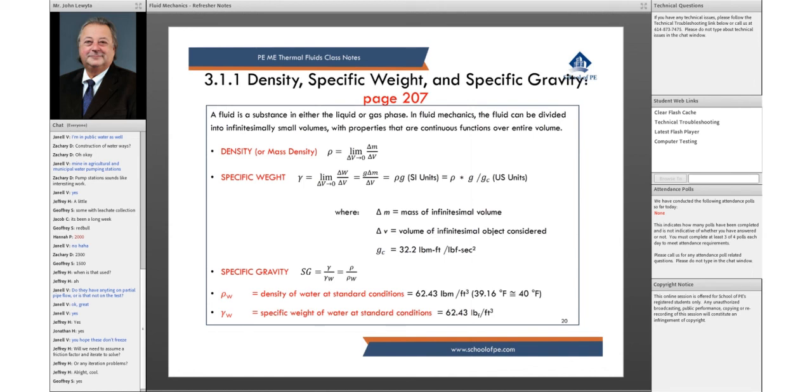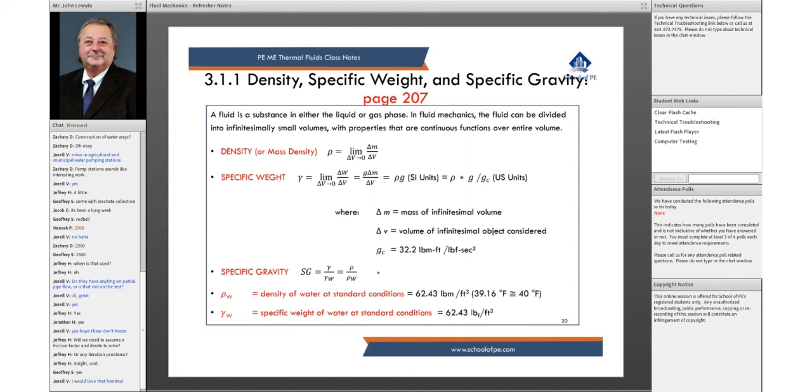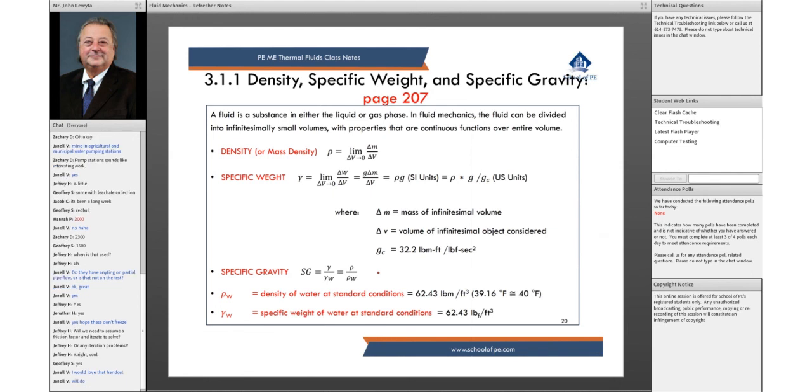But anyway, the other one that you have here is specific gravity. That's all related to water of the material. Specific gravity of oil is typically like 0.8 or 0.9 or something like that. Yeah, Janelle, send me an email through the School of PE, and I'll send you the handout for that.